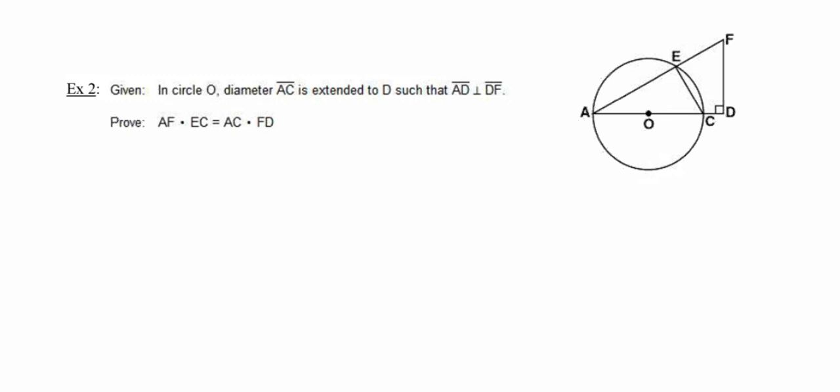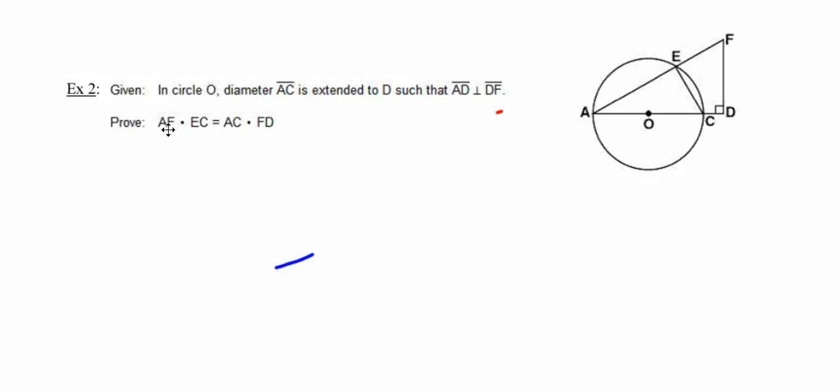This one says we're given circle O with a diameter AC that is extended through C to D in such a way that the segments are perpendicular. And they very nicely have marked that for us in the picture. And we're trying to prove segment AF times segment EC is equal to segment AC times segment FD.